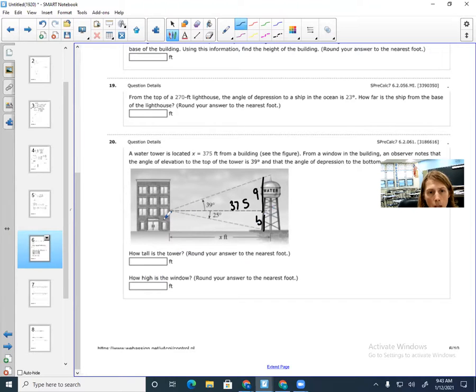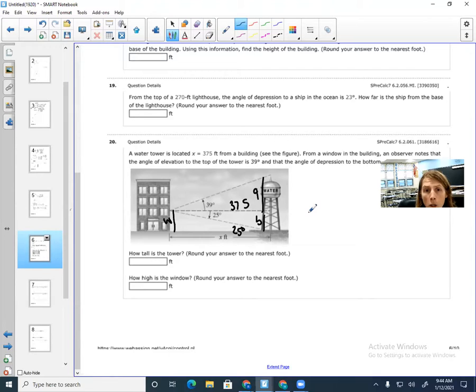This is our window. I'm going to call it W. If you notice, this is a triangle too. If this is 25, then this is 25. So I can go ahead and go opposite over adjacent, which is tangent, to find W.